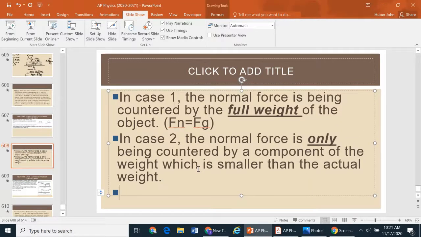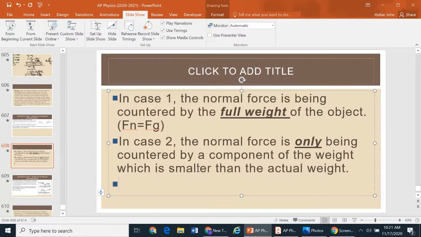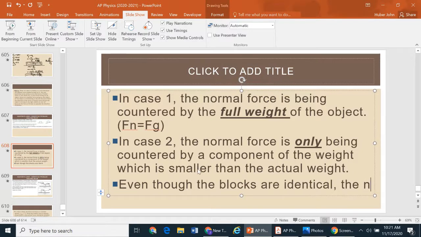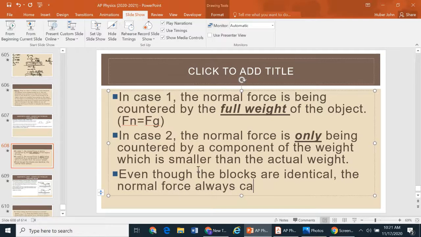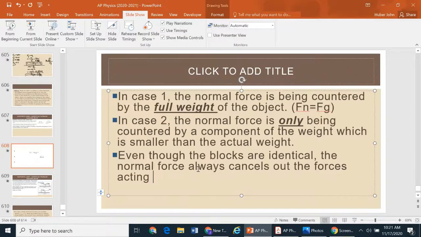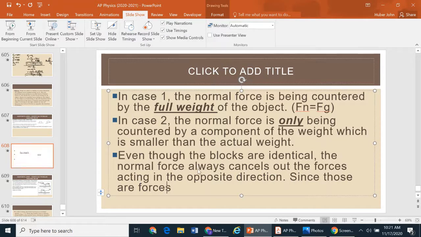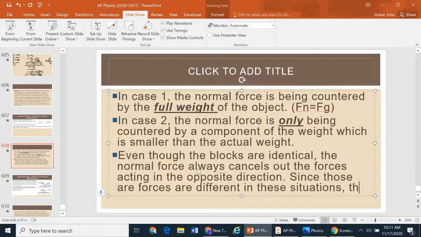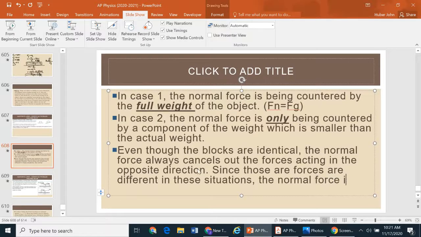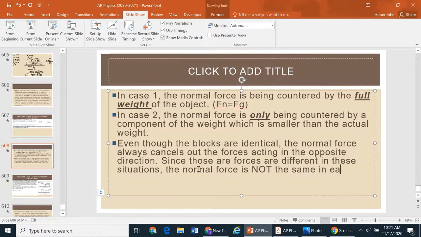And so the full answer here is pretty straightforward. Even though the blocks are identical, the normal force always cancels out forces acting in the opposite direction. Since those forces are different in these situations, the normal force is not the same in each case.